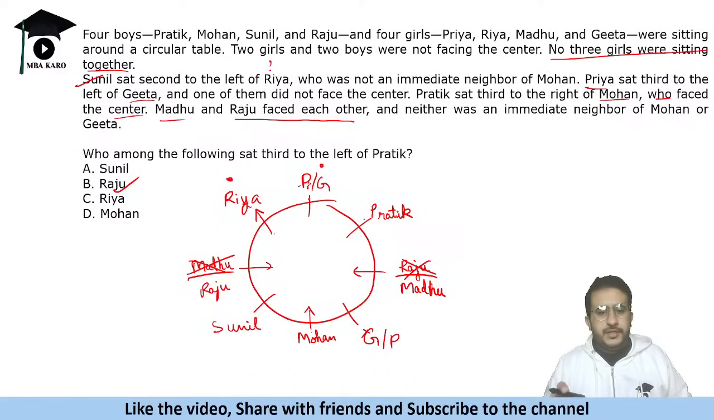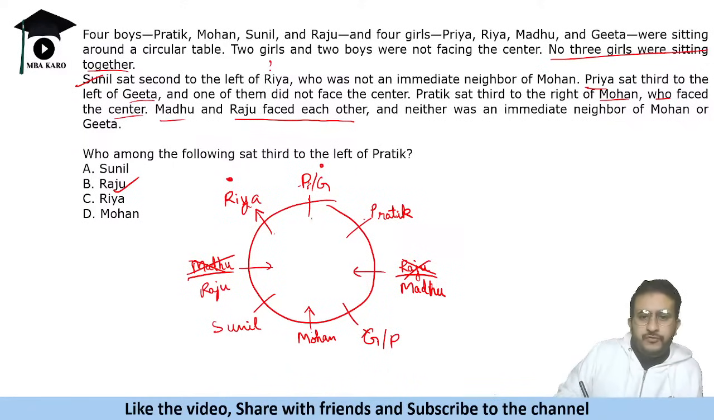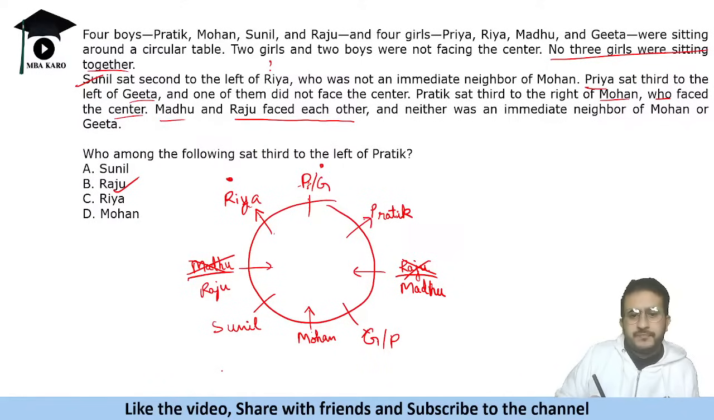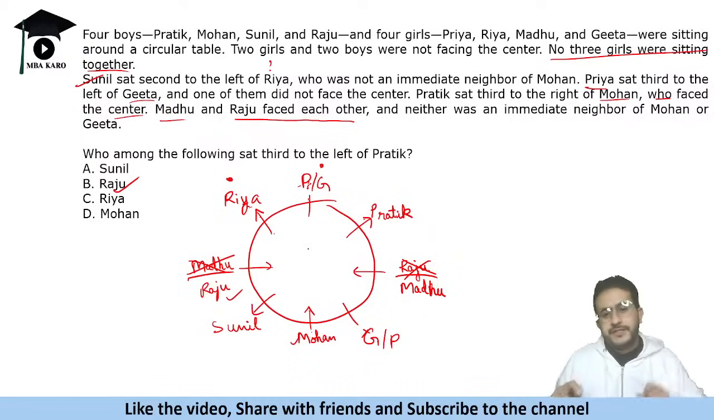Okay, the directions are still left. Directions, four. Two boys were not facing the center, so these two boys are facing the center. Pratik will not face the center. Raju and Mohan are already facing the center, so these two boys will face outside. So we get the directions also.